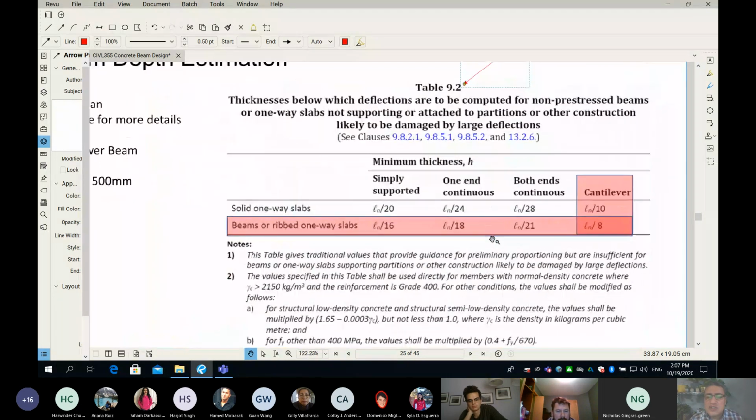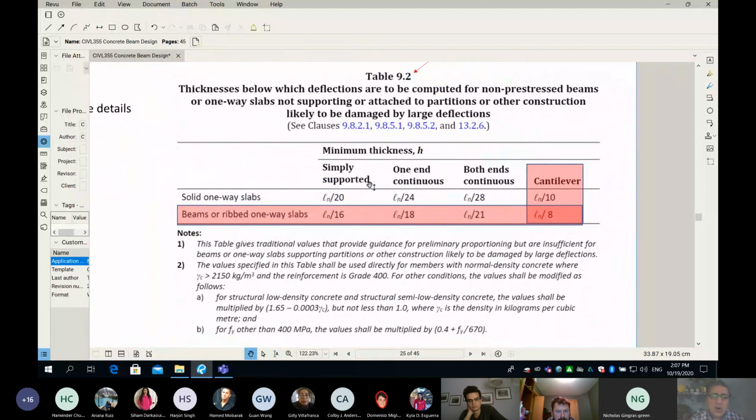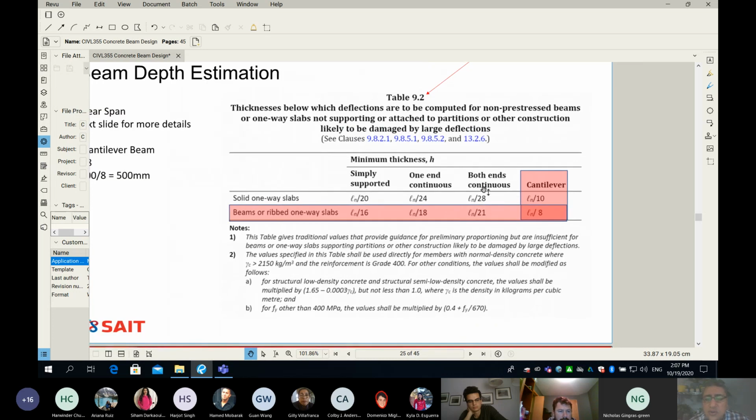Not very difficult. The table comes in 4 columns and 2 rows. The columns you can read: simply supported, one end continuous, both ends continuous, cantilever. Those are the 4 columns. How about the rows? Row number 1 says solid one-way slab, and row number 2 says beams or ribbed one-way slab. In every row and column it gives you ln over some number, and this number varies between 8 and 10, 20 and 16, 24, 28. So you divide something called ln by a factor, and let's go to our case.